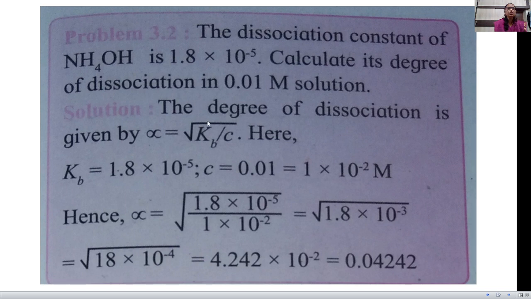Then what is the relation between alpha, Kb and C? Alpha equal to under root of Kb upon C. The value of Kb is 1.8 into 10 raised to minus 5. C equal to 0.01, that means 1 into 10 raised to minus 2. Therefore, alpha equal to under root of 1.8 into 10 raised to minus 5 upon 1 into 10 raised to minus 2. That means alpha equal to under root of 1.8 into 10 raised to minus 3.